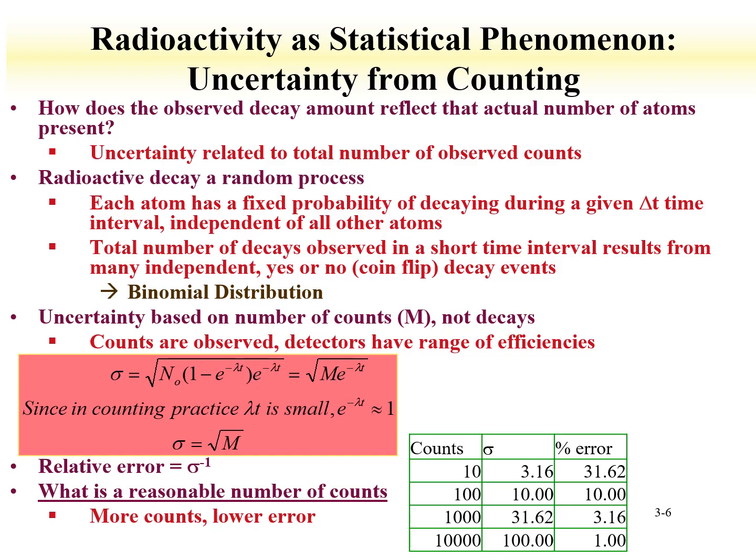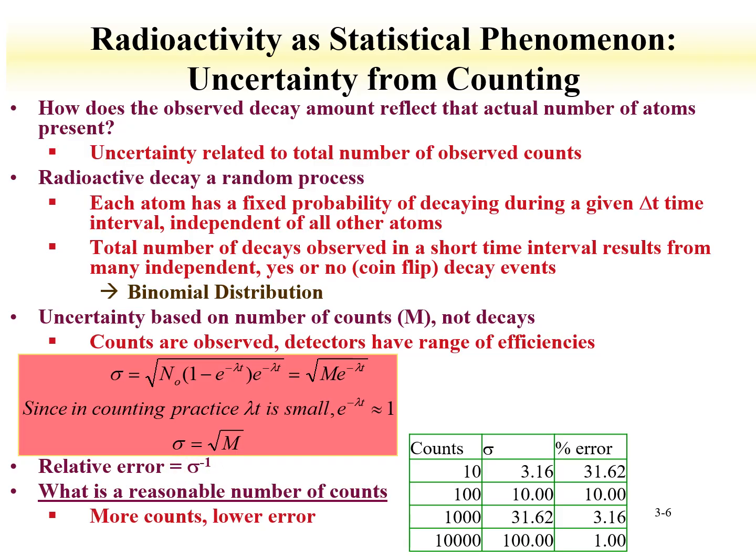So the counts are observed, and detectors have a range of efficiencies. The term for the uncertainty is based upon this expanded equation, but in practice, the decay constant times the time is small. This value becomes 1, and the standard deviation winds up being the square root of the number of counts that one observes. The relative error from this effort is just the inverse of that value.